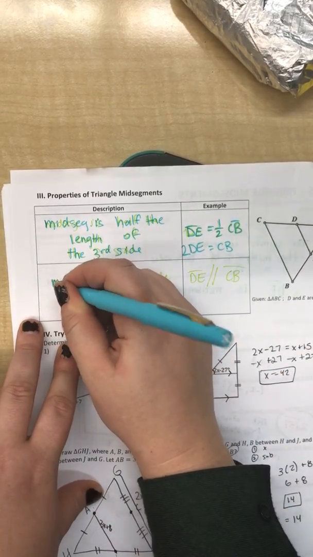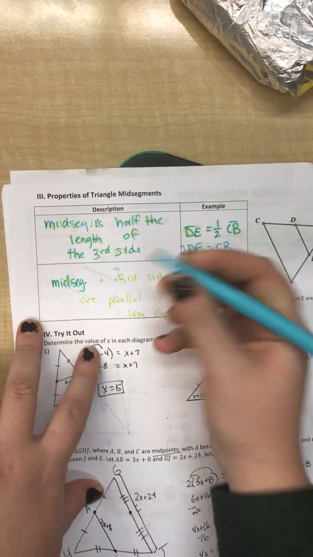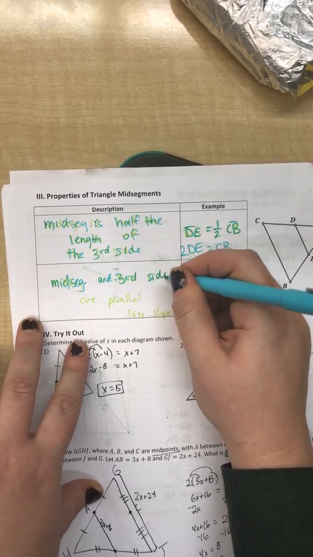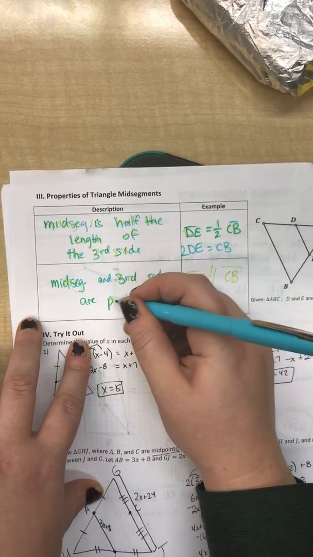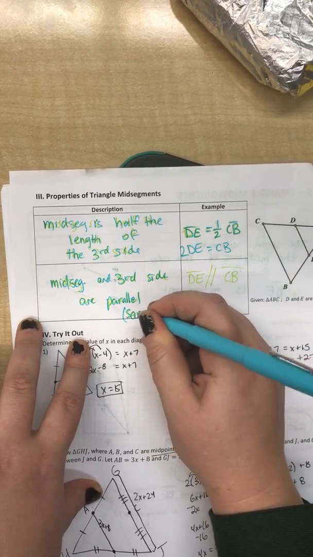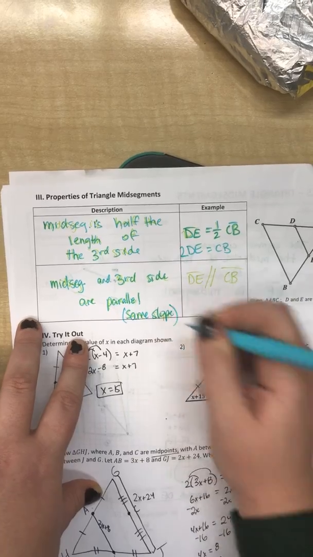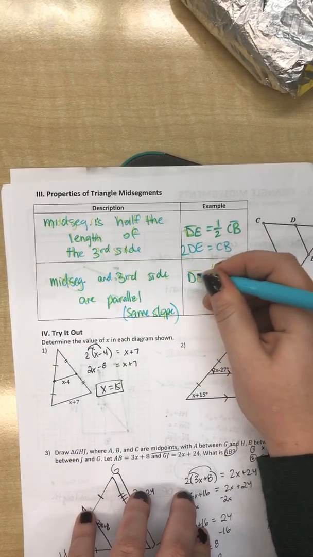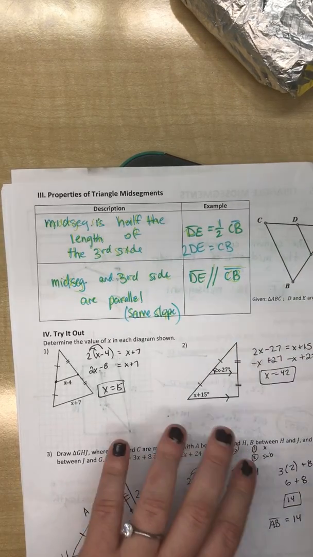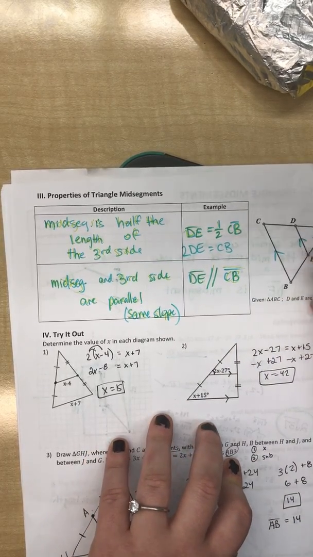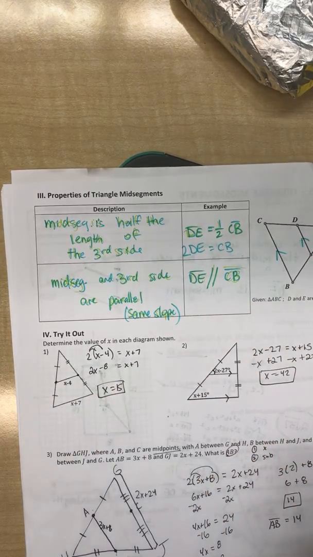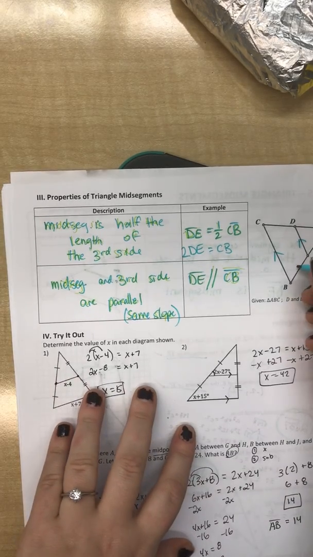It's also important to note that the mid-segment, I'm just writing mid-seg, and the third side are parallel. You know this because they have the same slope. So DE, for your example, is parallel to CB. Great. So we can show our markings and our understandings by that. And you also know that the length of CB is going to be 2 times DE, given that these are midpoints.